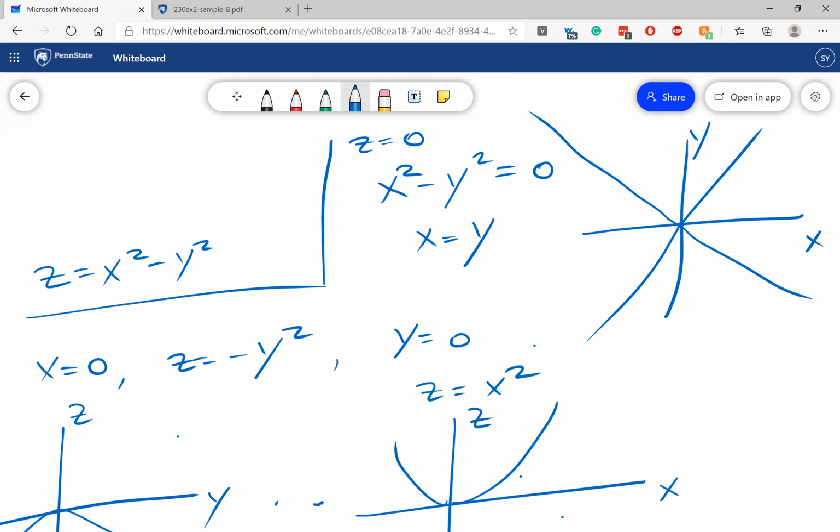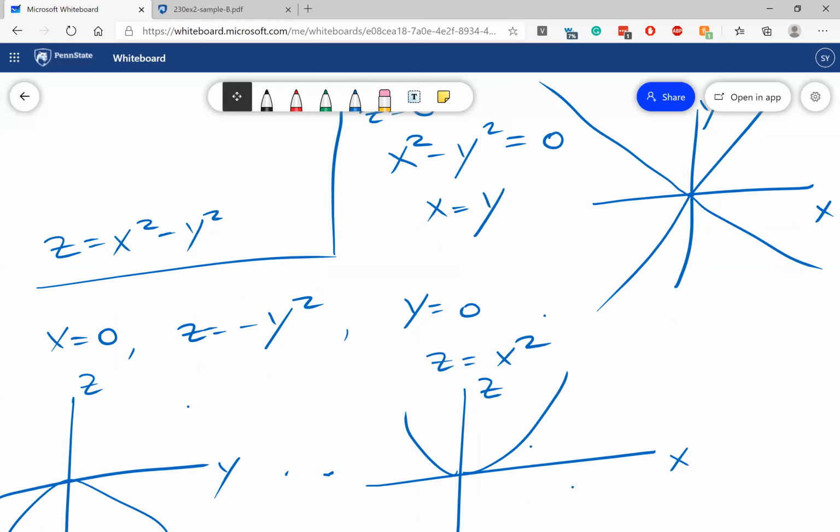Any questions about this so far? And so we would have a hyperbolic paraboloid: two parabolas, one hyperbola, and that would be the answer. Okay, let's go on to part B.